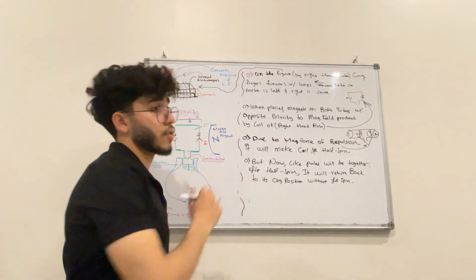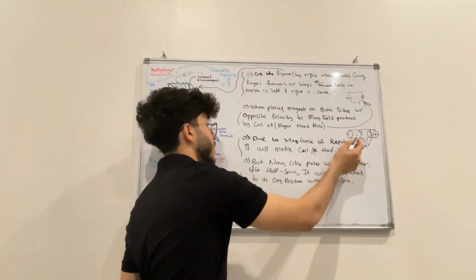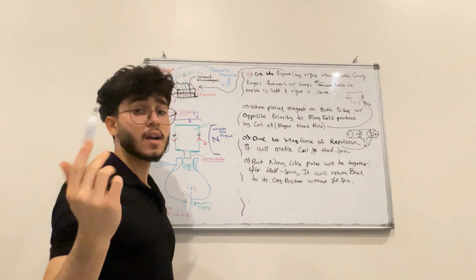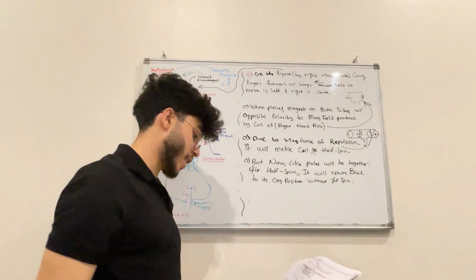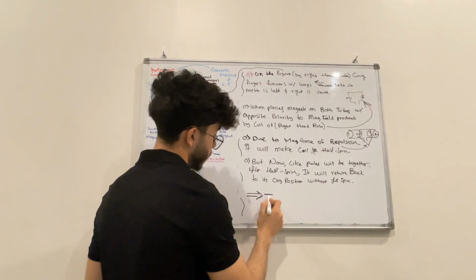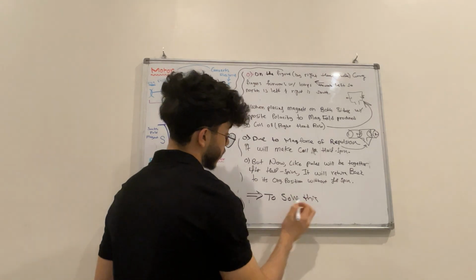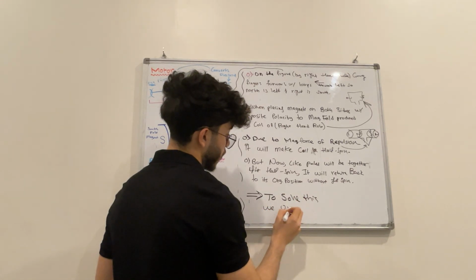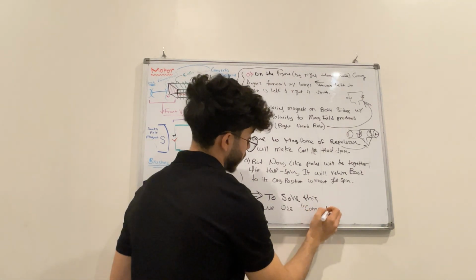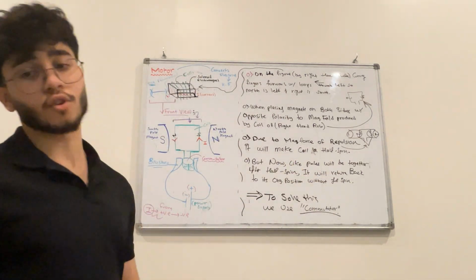This is the problem that I explained over here, that we use a commutator to reverse the current, so it will keep reversing these polarities, preventing this attraction and repulsion from happening every half spin, so allowing it to spin fully. So, to solve this, we use a commutator. And that is the idea of the commutator.